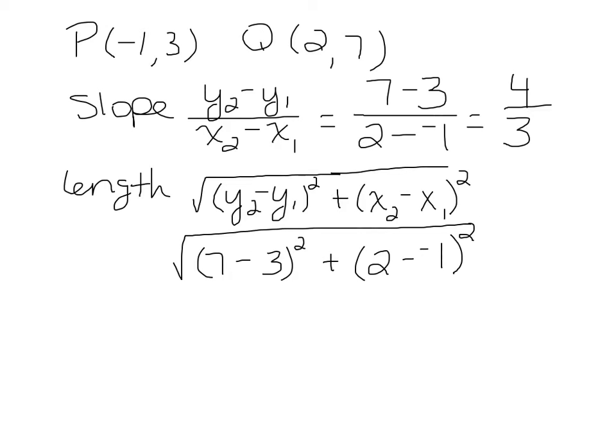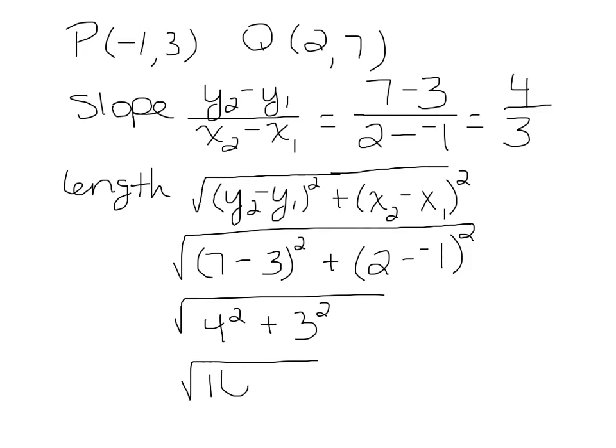Please excuse my dear Aunt Sally. So parentheses first, then the exponents. So stuff in parentheses first. 7 minus 3 is 4. 2 minus a negative 1 is 3. Then you want to do the exponents. 4 squared is 16. 3 squared is 9. 16 plus 9 is 25.